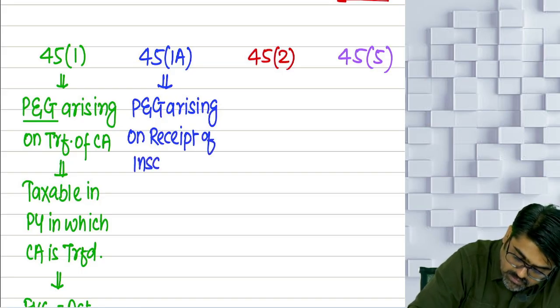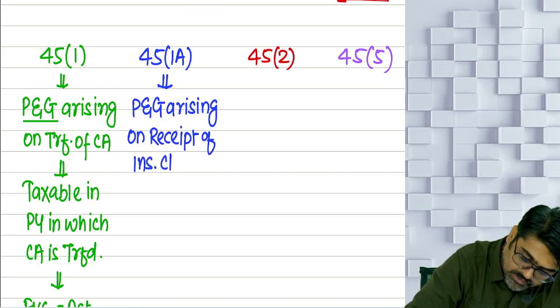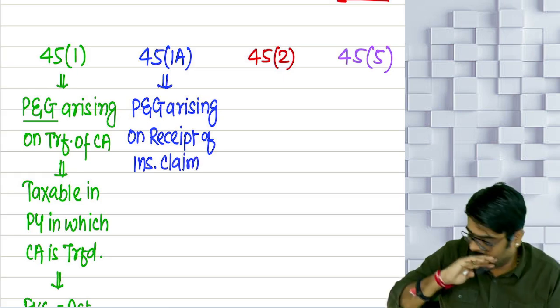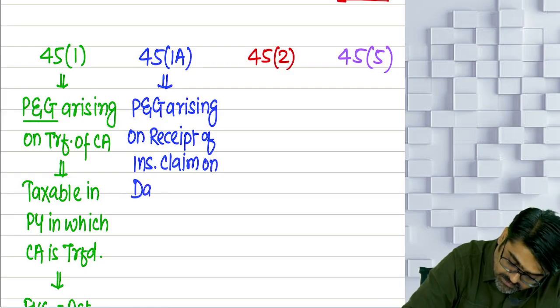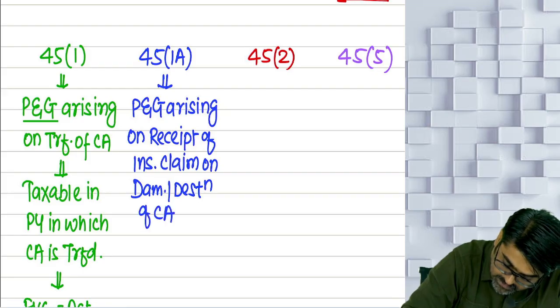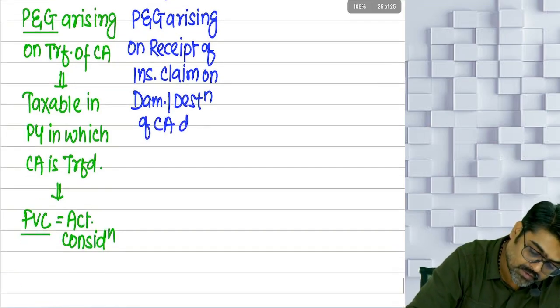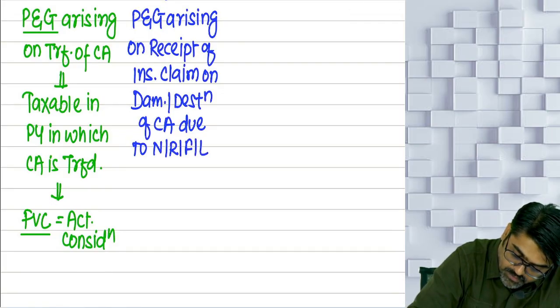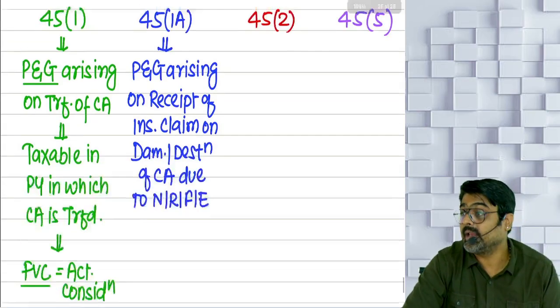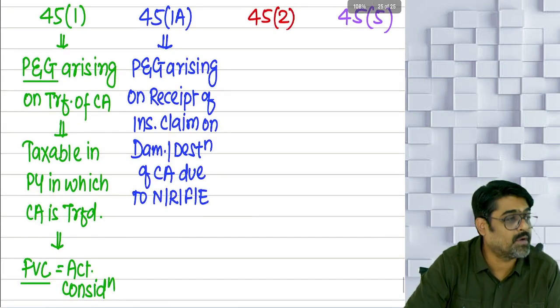Insurance claim. Insurance claim on damage or destruction of what? Capital asset due to NRFE. So any profit or gain arising on receipt of what?